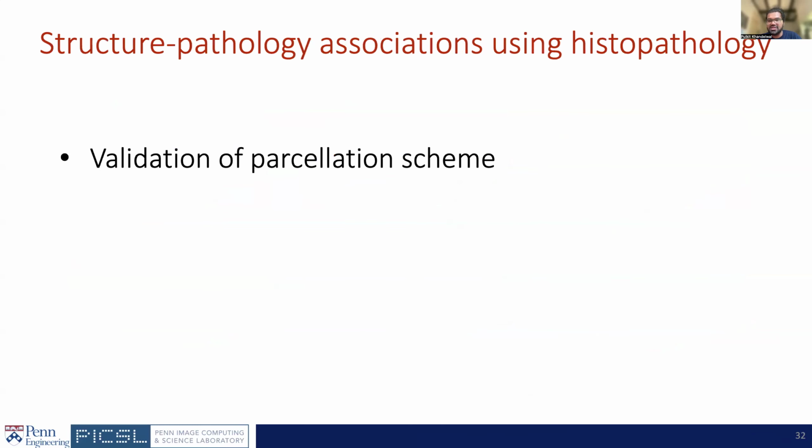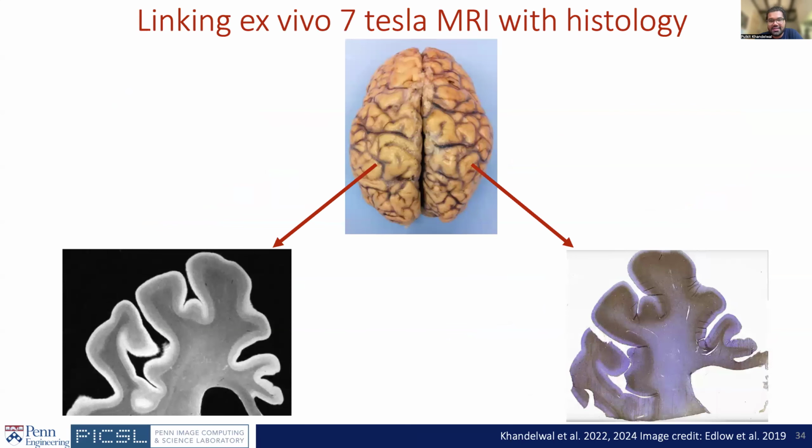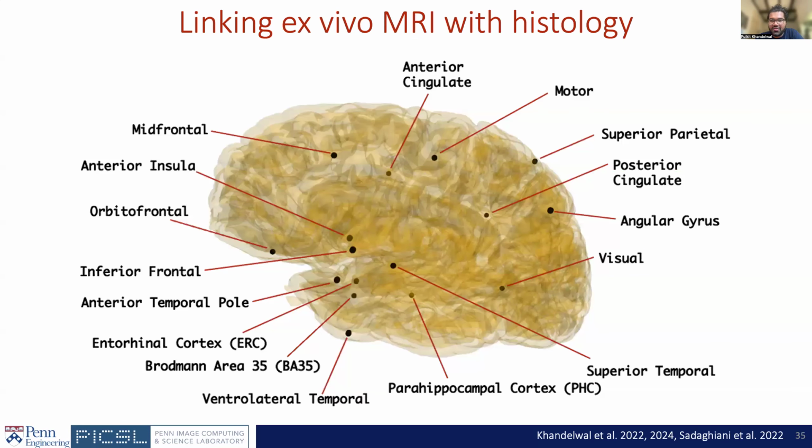Next, we validated the parcellation method using association studies via histopathology, which would then enable us to understand the underlying pathological processes. To do this, we identified 16 cortical regions, such as the entorhinal cortex and Brodmann area 35, that are implicated in AD-RD. These landmarks were obtained to guide histological sampling in our other ongoing projects.